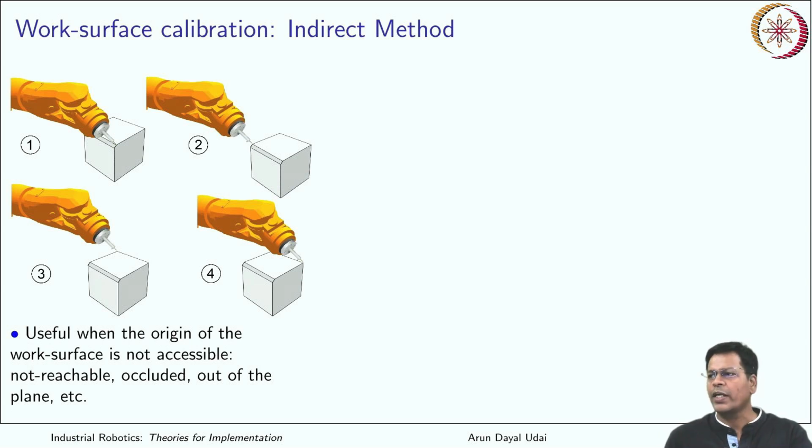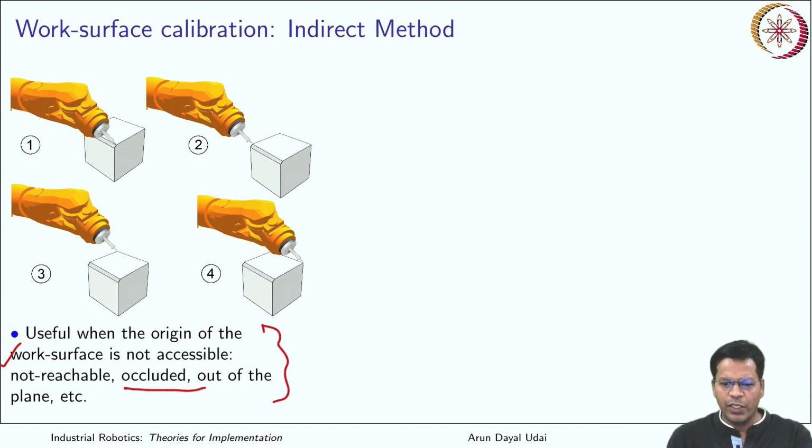So why is this useful? It is useful when the origin of the work surface is not accessible. Sometimes the origin may not be reachable by your robot itself. It is quite far off. Okay. So that is not reachable. And sometimes it may be occluded by some fixture in the workspace, or it is out of the plane. Your edges are not straight towards that end. So forget it. You don't need the origin now to be brushed with your TCP.